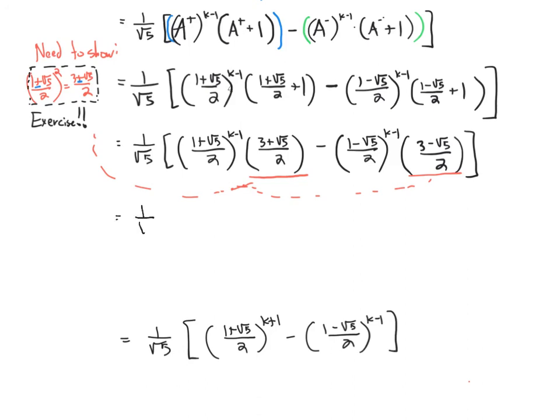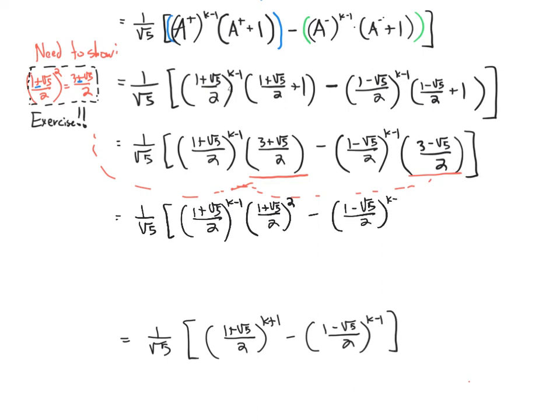Then we get this is 1 over root 5. This is 1 plus root 5 over 2. That's our a plus to the k minus 1. Doing the little exercise there, this is the same as (1 plus root 5 over 2) squared minus (1 minus root 5 over 2) to the k minus 1 times (1 minus root 5 over 2) squared. And again, this exercise shows you why this is the case.